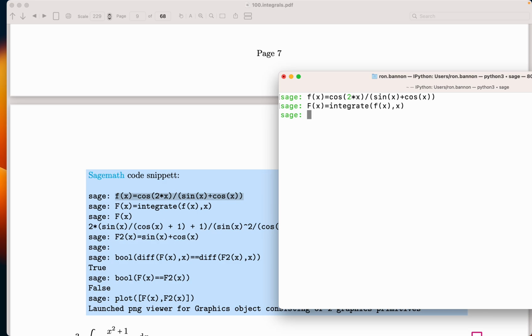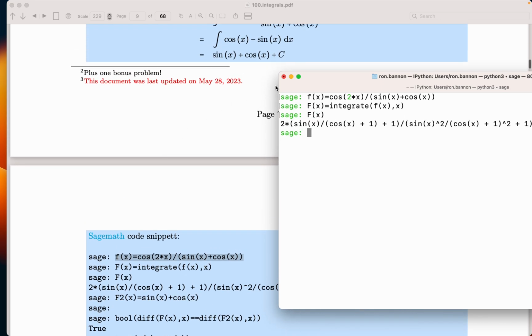I want to display what f of x looks like, by the way. It looks like this over here, which really doesn't look like my answer. So let me tell you what my answer was. I'm going to call it f2, and f2 was what I found: sine of x plus cosine x. Let's not worry about the constant of integration.